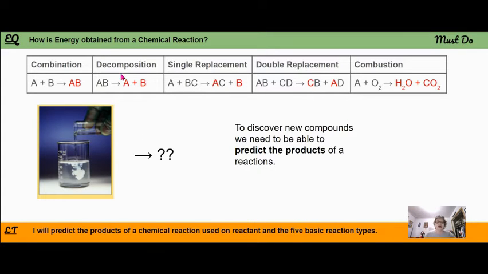So here are your five basic reaction types, the same ones that we talked about during the last lesson. Basically, what we want to do is say, if I take these two reactants and put them together, what am I going to get coming out of it? The reason is that we need to discover new compounds, and to discover those compounds, we have to predict the products. Way back when somebody was trying to come up with aspirin, they had to figure out, if I put this chemical and this chemical together, what chemical am I going to get? So we can tell whether what I'm mixing together is going to get me what I want.